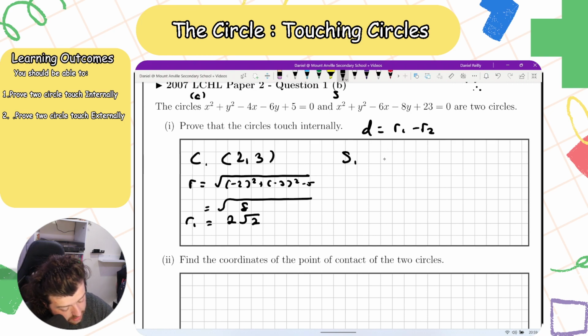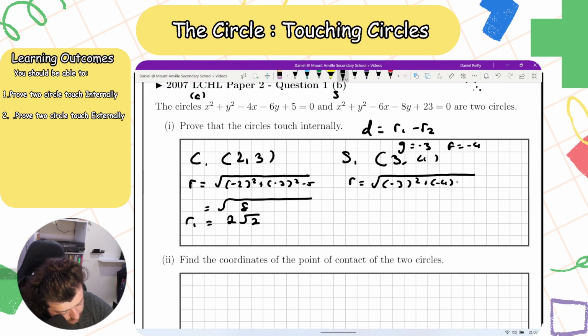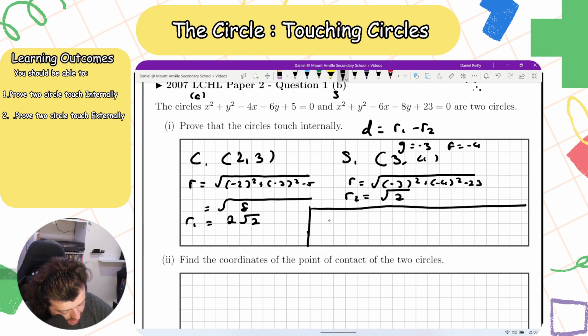My second one, my center point is going to be, so g here is going to be equal to -3, f is going to be equal to -4. So remember, always 2g is equal to -6, so we've got g is equal to -3. So my center point is (3, 4). My radius then is equal to root of (-3) squared plus (-4) squared minus 23. 9 plus 16 minus 23 is equal to root 2. So let's test it out now. My distance between the two centers is going to be root of (2 - 3) squared plus (3 - 4) squared. Put that in your calculator, you're going to get root 2.